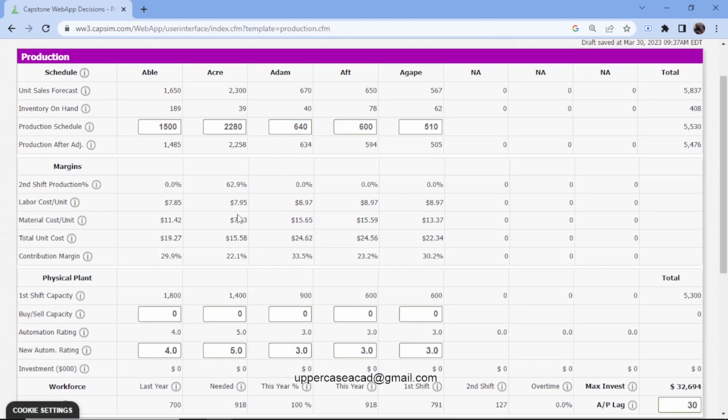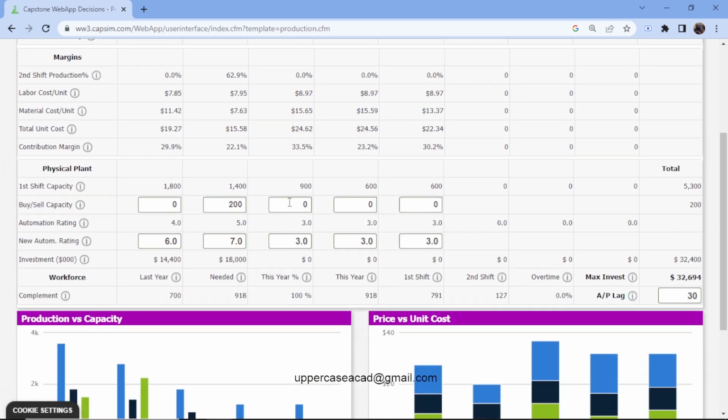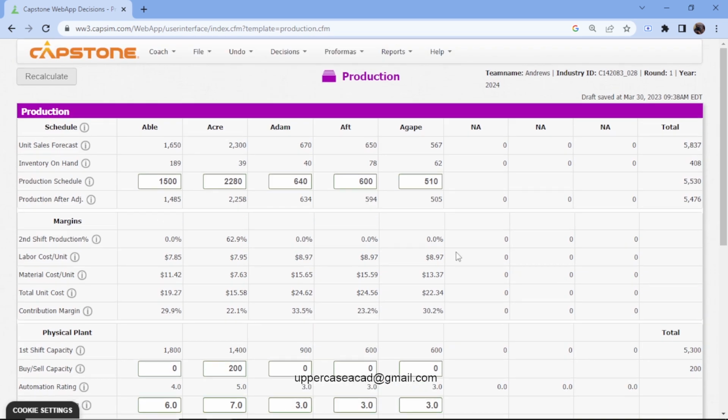In terms of automation, I'll have to raise my automation so that I can reduce labor cost, because as you reduce the prices, we want to increase our contribution margin, so we'll have to cut on the labor cost. So I'll give it 6. Here I'll give it 7. Then I'll buy capacity of 200 units here. My maximum investment is 32,694, and I was able to use 32,400. So I think I'm good.